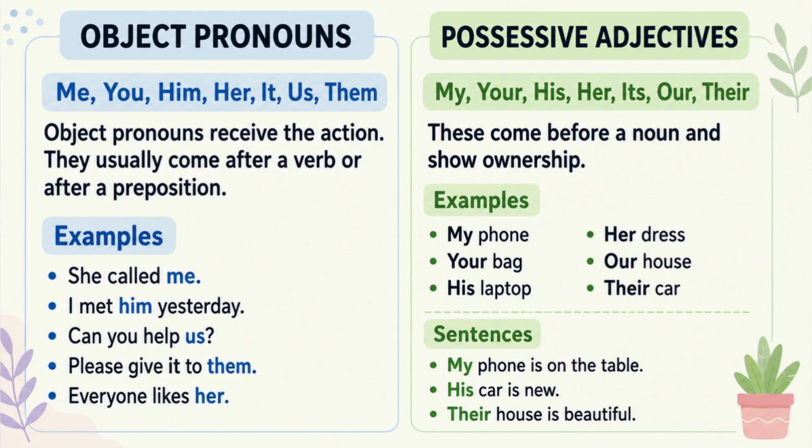On the other hand, possessive adjectives show ownership and always come before a noun. These include my, your, his, her, its, our, and their, which we use in expressions like my phone, your bag, his laptop, her dress, our house, and their car. For example, you can say my phone is on the table, his car is new, or their house is beautiful.